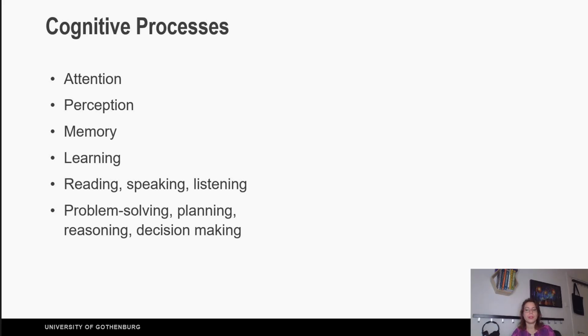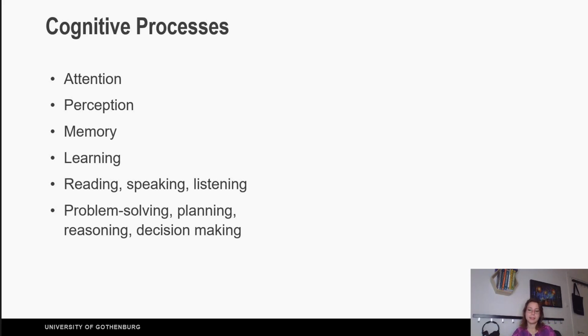Perception is the understanding of the world based on our senses and cognition. We have two types of memory: the short-term memory and the long-term memory. In the short-term memory, we store information that we just heard. It doesn't stay in this memory for long. Either we forget it or it moves to the long-term memory. In the long-term memory, we store information for a longer time. Learning is the process that transfers information from the short-term memory to the long-term memory.